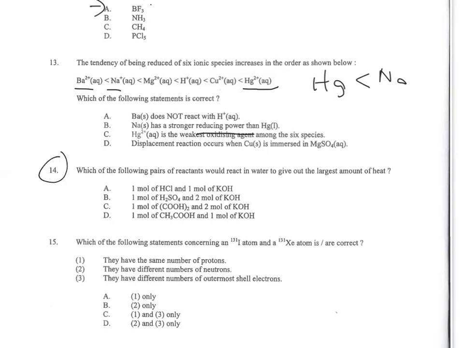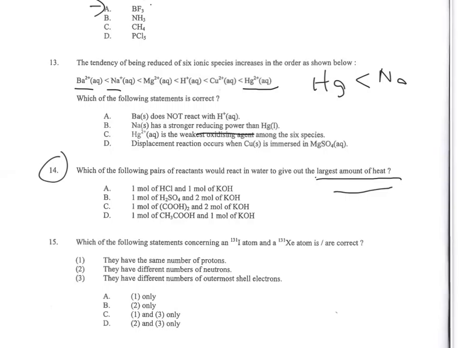So for question number 14, you need to compare how much heat is released from the reaction. You are required to compare which pair of substances would give out the largest amount of heat. First of all, you need to check each substance, whether you have a weak acid or weak alkali. Whenever a weak acid or weak alkali reacts, the amount of heat released would be less than those with strong acid and strong alkali.